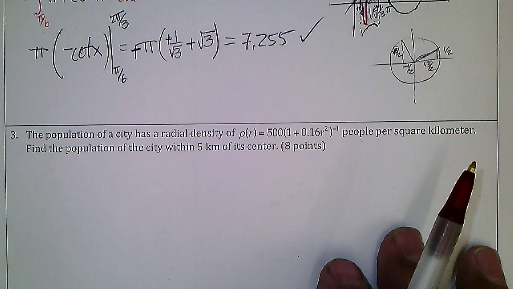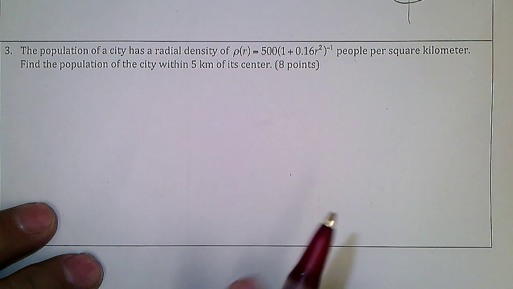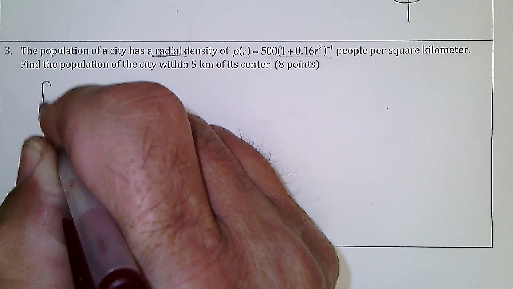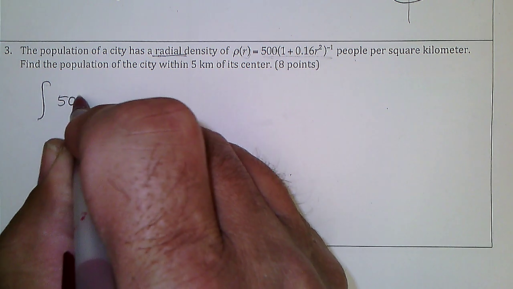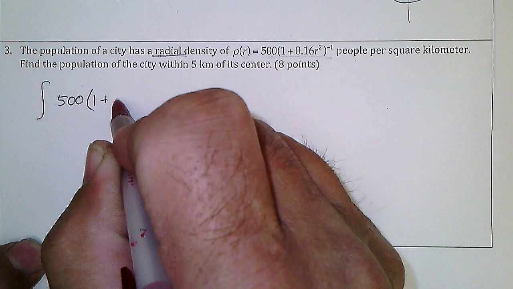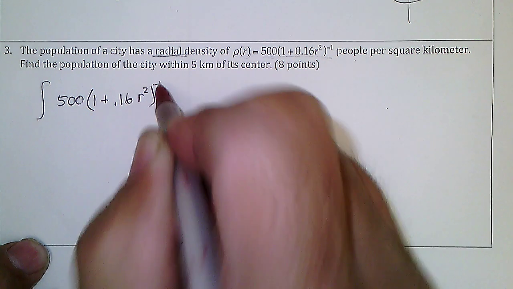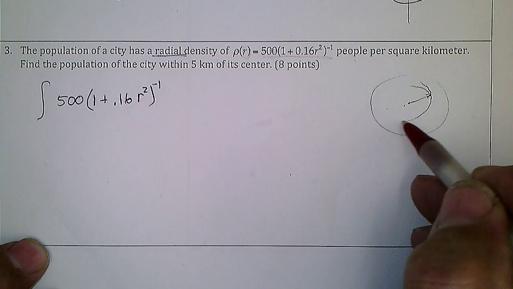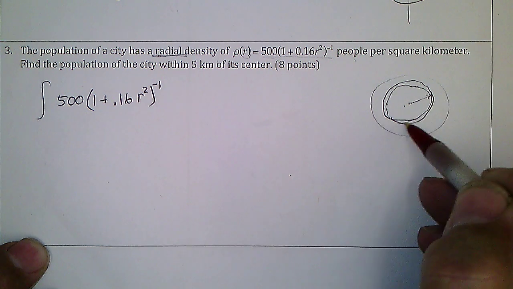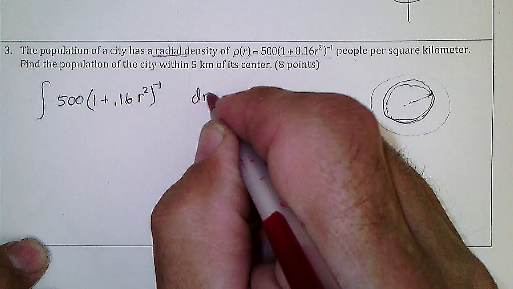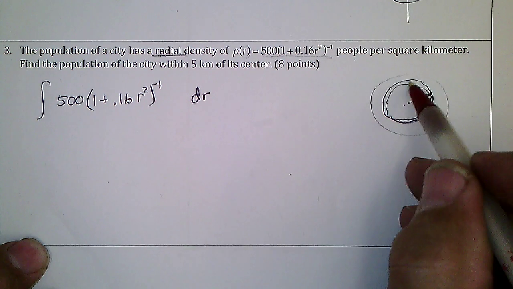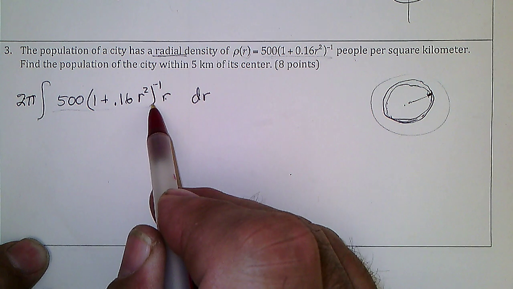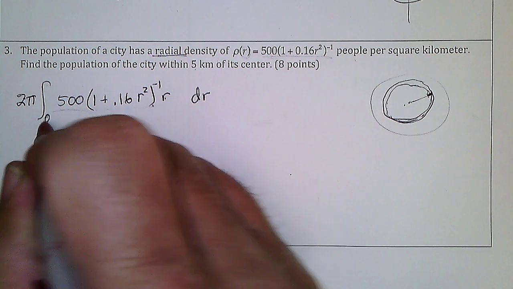Number 3, the population of a city has a radial density, so as you go further out, it's a function of radius. The population probably decreases. And the way we do those is we take the radial density times the area of a ring at that distance out. So we've got to get the area of a ring, which has a width of dr and an area of dr times the length around, which is 2 pi r. That's the area times the density of that area, integrated from 0 to 5 kilometers out.